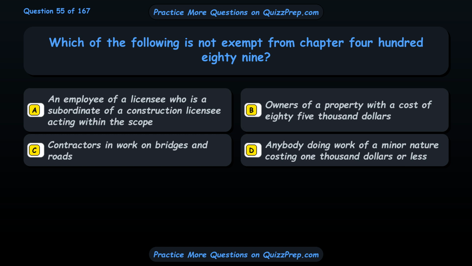Question 55. Which of the following is not exempt from Chapter 489? Option A. An employee of a licensee who is a subordinate of a construction licensee acting within the scope. Option B. Owners of a property with a cost of $85,000. Option C. Contractors and work on bridges and roads. Option D. Anybody doing work of a minor nature costing $1,000 or less.